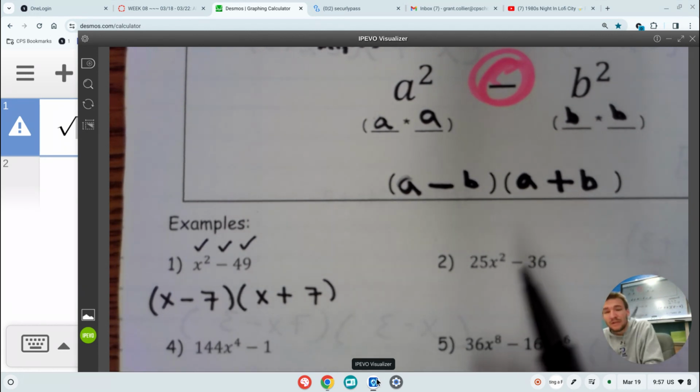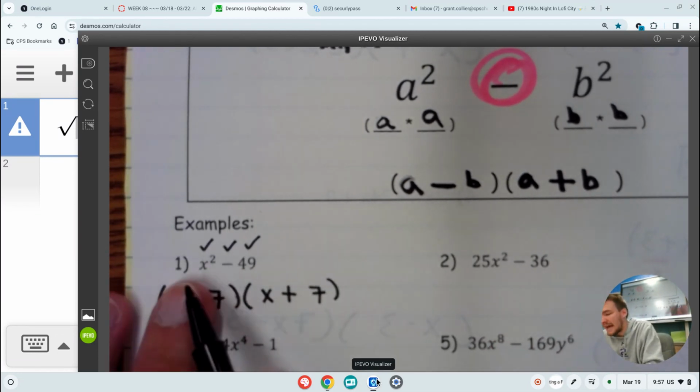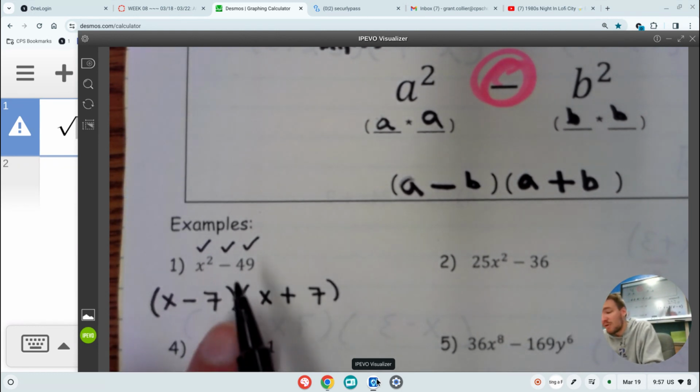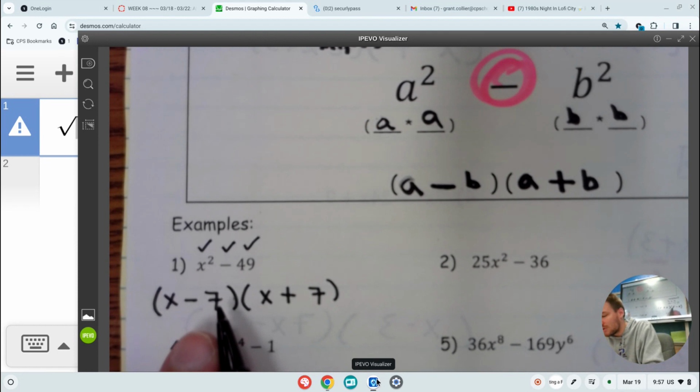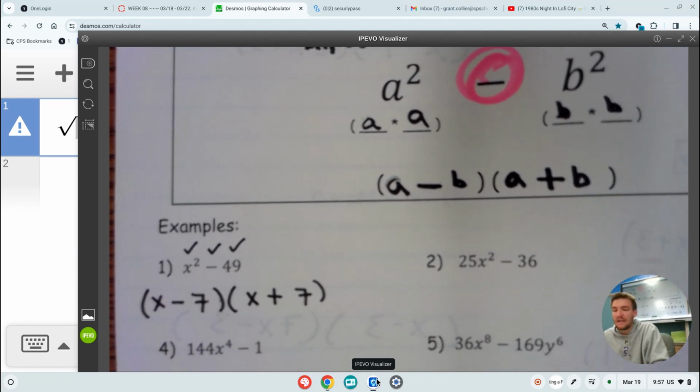Now, when you do this, just keep everything in the same position. So since the x comes first, x comes first, x comes first. Since the 49 comes last, 7 goes last, 7 goes last. You just keep everything where it is. So let's do number 2.